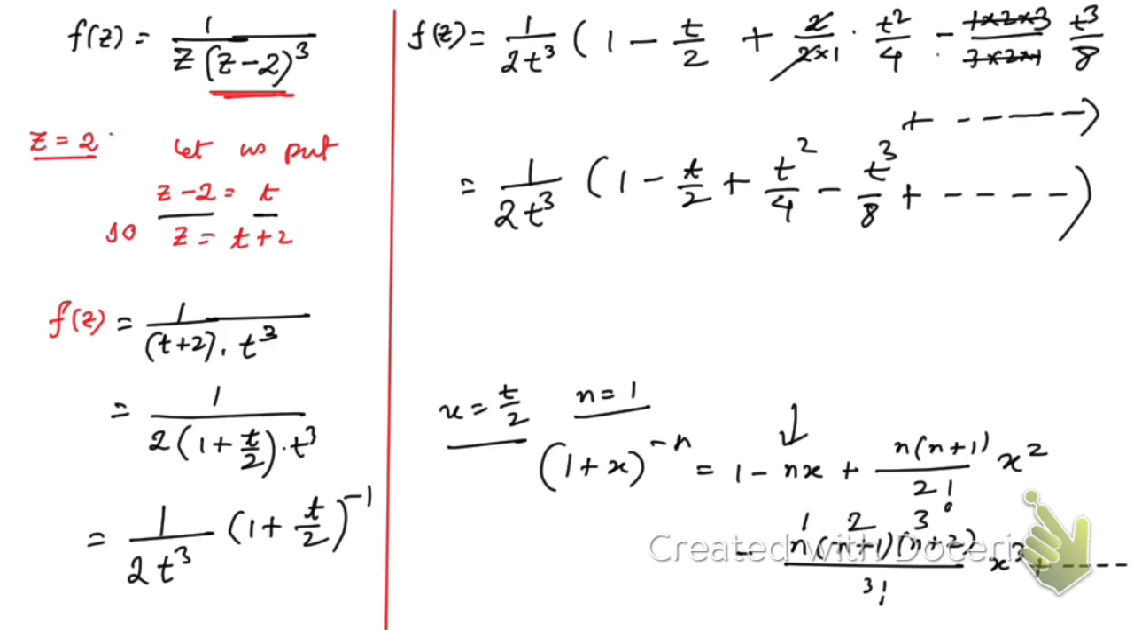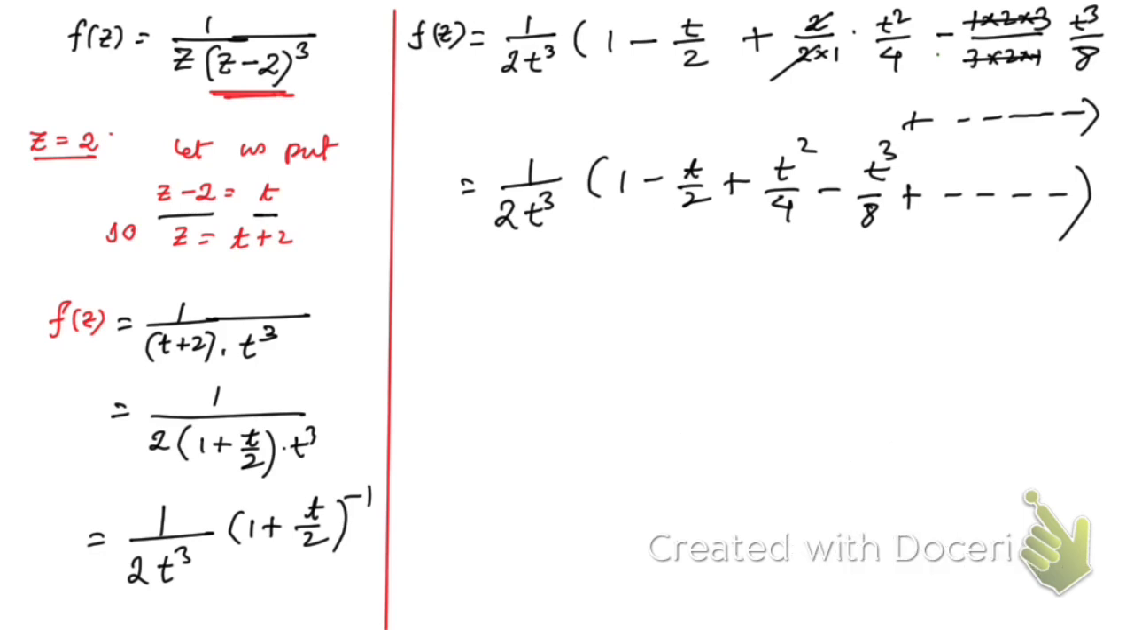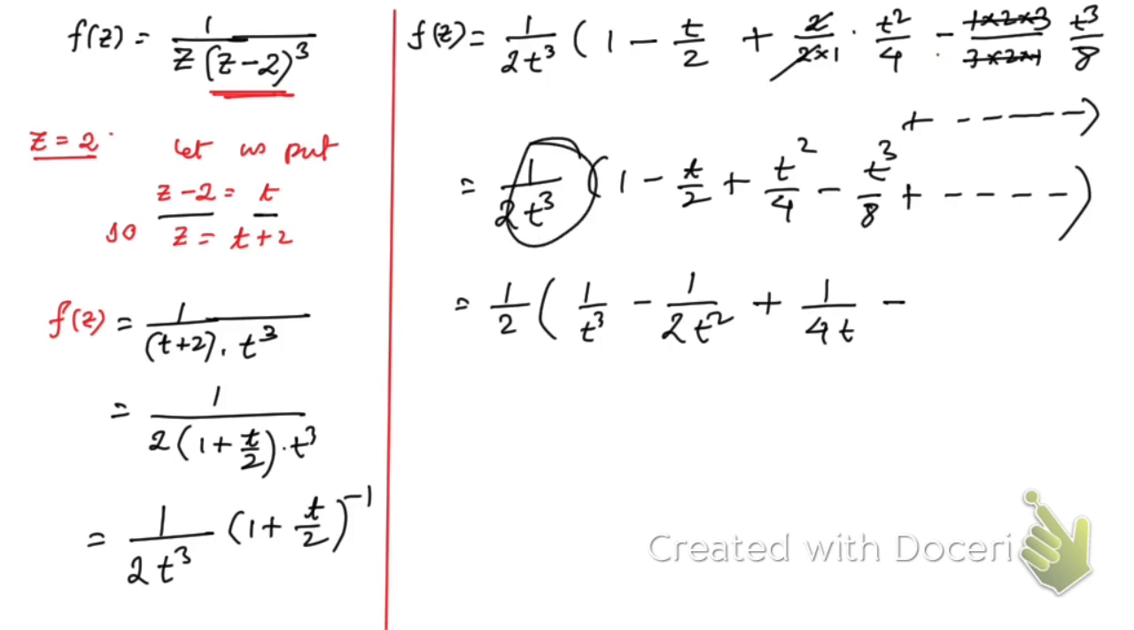Now you see, let's multiply 1 by t cube with this series. Then what we're gonna have: 1 by 2 into 1 by t cube, minus, if we multiply this one with this, then t cancels t cube to give 1 by 2 t square, plus, if you multiply this one and this one, t square cancels t cube to give 1 by 4 into t, then minus, if you multiply this one with this, then t cube will be cancelled, we're gonna have 1 by 8.